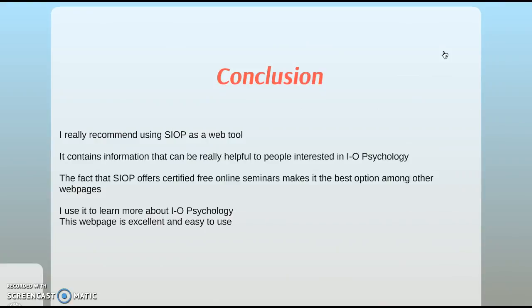So in conclusion, I really recommend using SIOP as a web tool. It contains information that can be really helpful to people interested in IO psychology. The fact that SIOP offers certified free online seminars makes it the best option among other web pages, and I use it to learn more about IO psychology because I think this web page is really easy to use. On a scale of 1 to 5, where 1 is I wouldn't recommend it and 5 is I recommend it, I would really recommend you to use it.